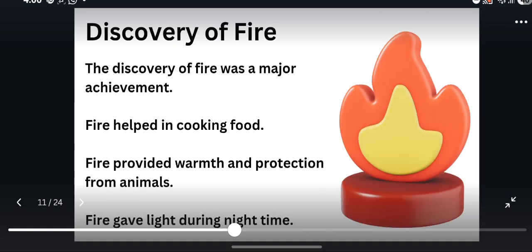Discovery of fire: the discovery of fire was a major achievement. Fire helped in cooking food. Fire provided warmth and protection from animals. Fire gave light during nighttime.